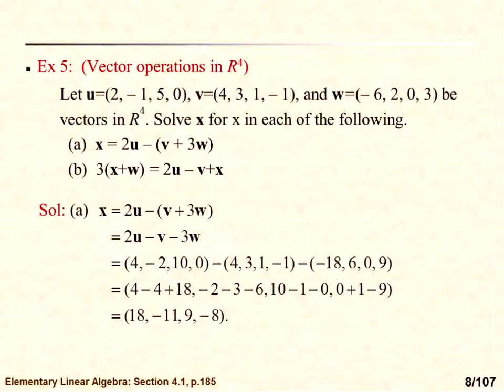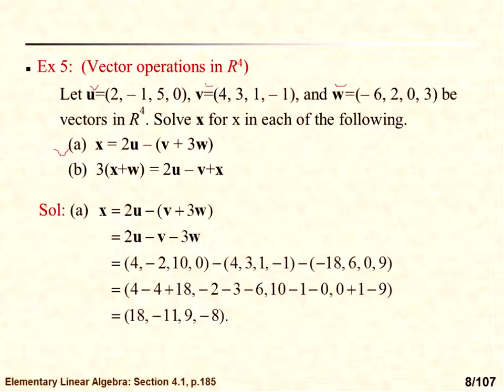For example, we are given vectors in 4 dimensions. The value of u is given, the value of v is given, and the value of w is given. And in R4, of course, we have 4 elements: 1, 2, 3, 4. So the question is: solve for x in each of the following. x is equal to 2u minus v plus 3w.